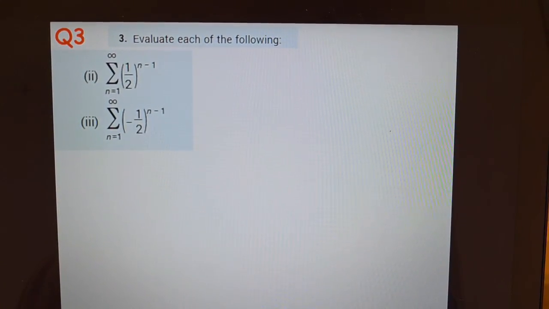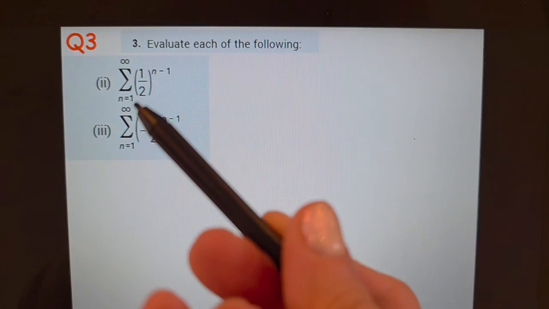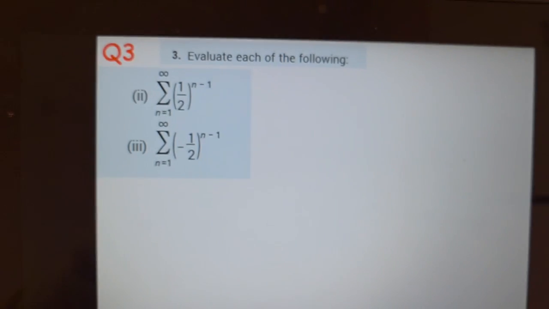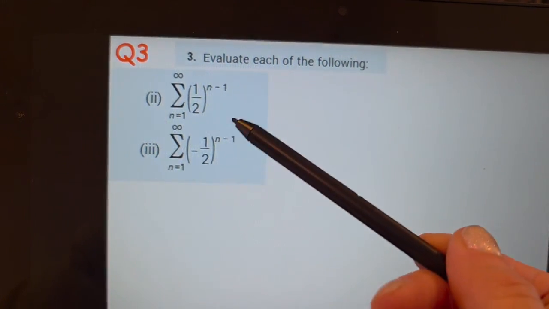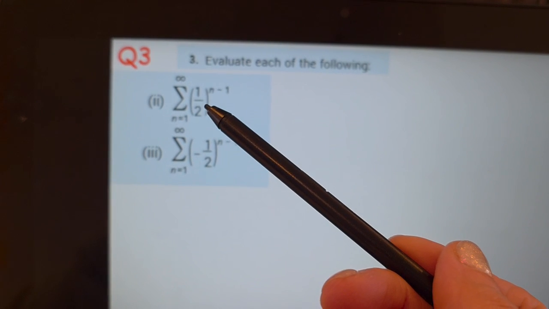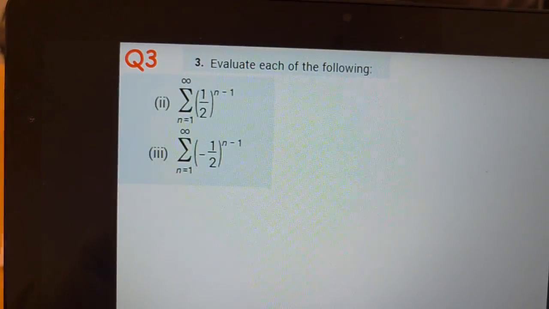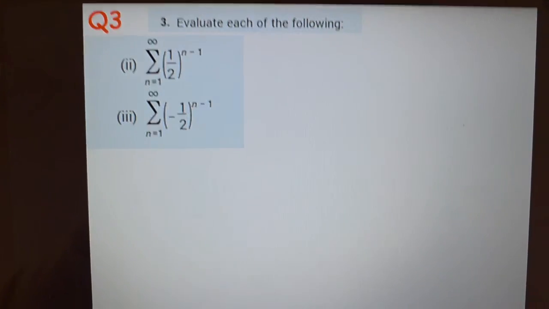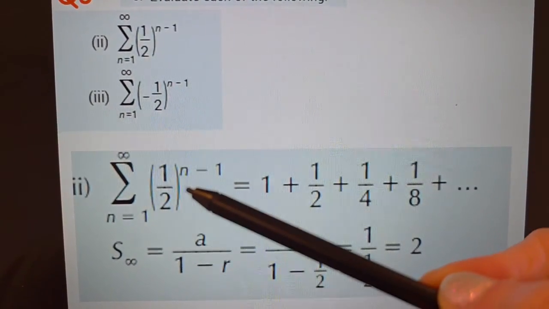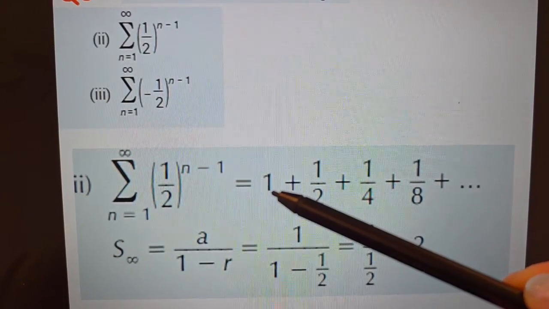Question 3. Evaluate each of the following. So this is sigma notation, which again just means the sum of. So it's the sum of this expression from n equaling 1 up to infinity. So that's an S of infinity sum in that instance. You can write out the first couple of terms. Okay, so starting at n equal to 1, sub it into that. The first term will work out to be a 1.